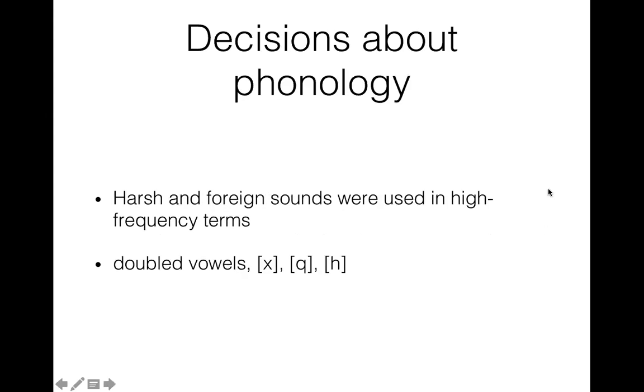Then he also decided that, like I said, he wanted to make the language very guttural to keep in line with the characters and the actors. So he used harsh and foreign sounds. They were used in high frequency terms, so terms that you would hear again and again in different episodes of Game of Thrones. He doubled the vowels, so that's where you see the double vowel kind of pattern. And he also had all these guttural sounds like k and h.